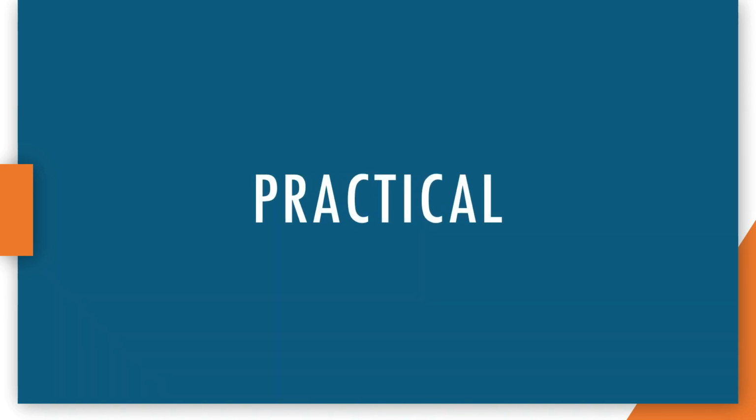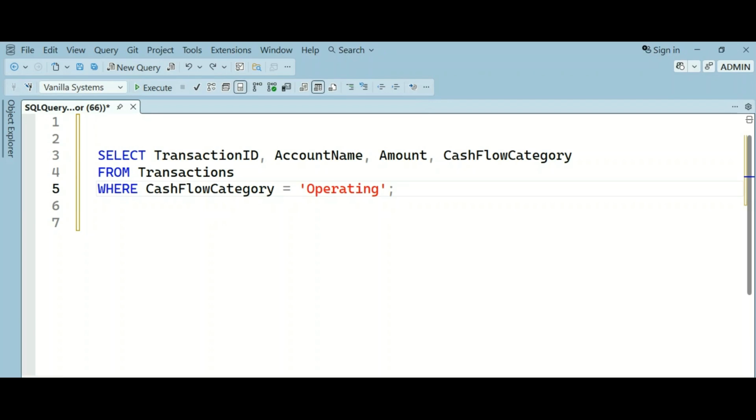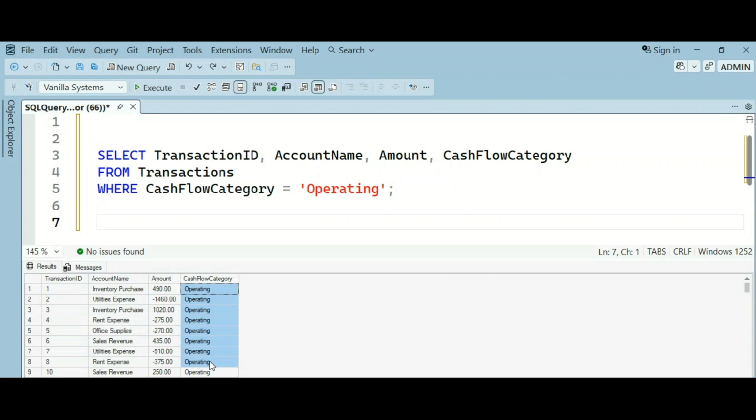Now let's get hands-on and do practical examples to understand the WHERE clause a bit more in depth. This query filters transactions that belong to the operating cash flow category. This is useful when preparing the cash flow statement or analyzing day-to-day business operations. In Excel, this would be a filter on the cash flow category column. SQL allows you to directly extract operating activities without manually sorting or filtering.